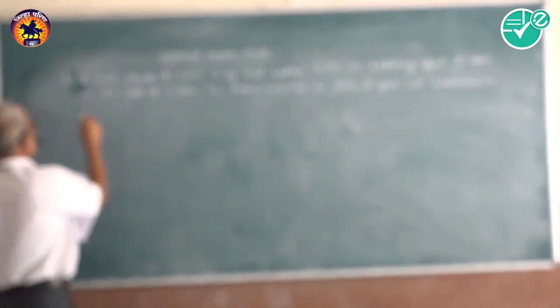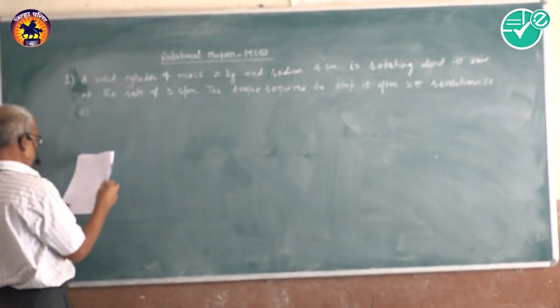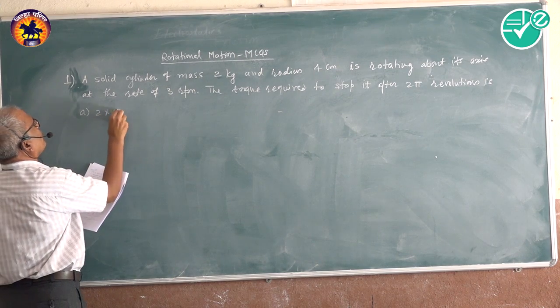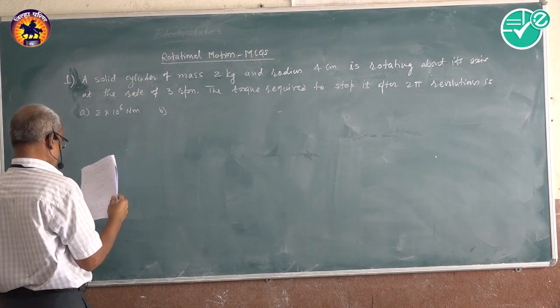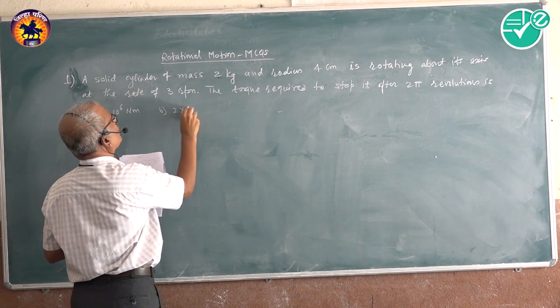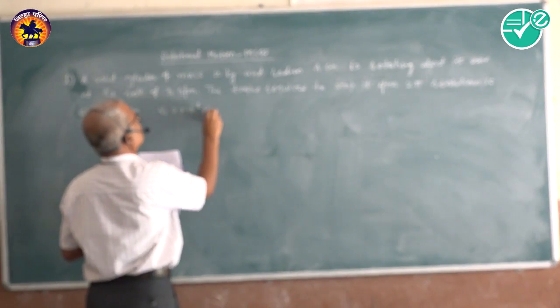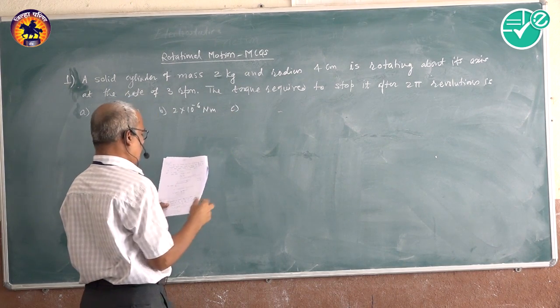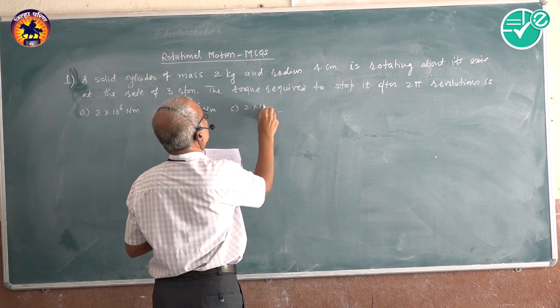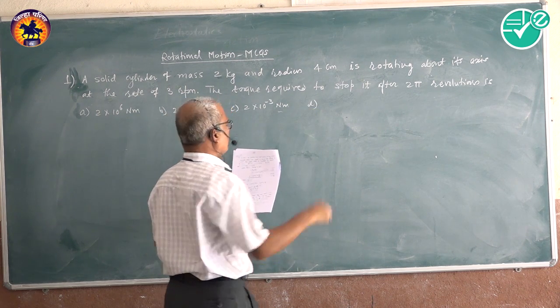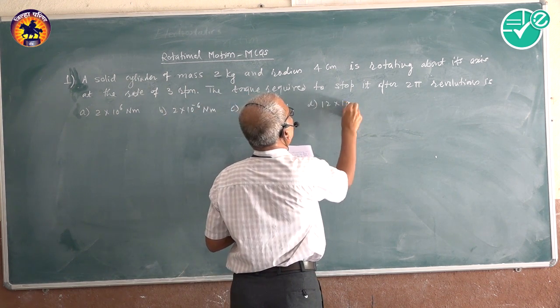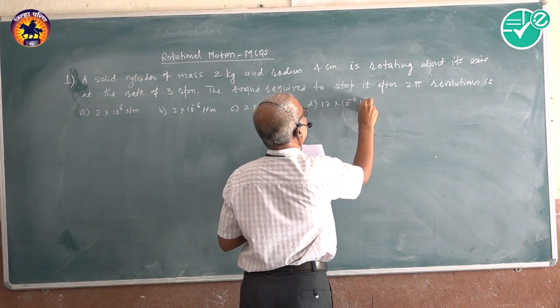Now the options are: A, 2 into 10 raised to 6 Newton meter. Second option, 2 into 10 raised to minus 6 Newton meter. Third option, 2 into 10 raised to minus 3 Newton meter. And the last option, 12 into 10 raised to minus 4 Newton meter.